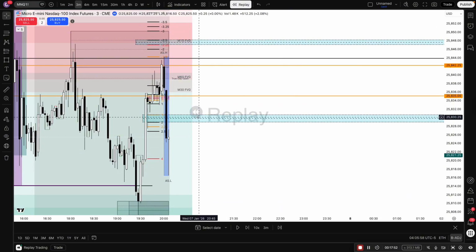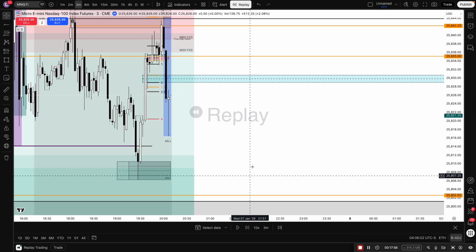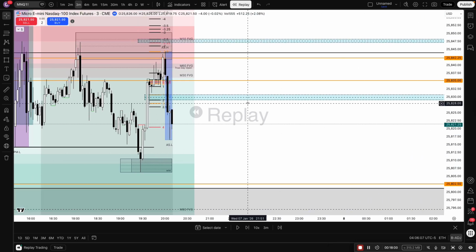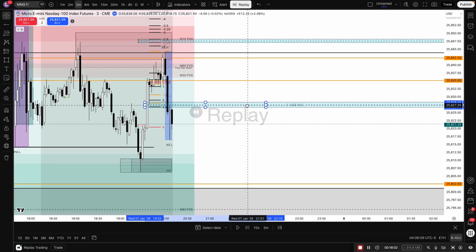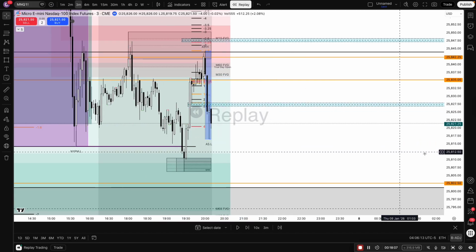Okay, it did not hold. So what we can do now is actually bounce here if we're going to continue bearish, or from here. Okay, so we're going to miss this move. I read the market wrong, so I wouldn't hop in.